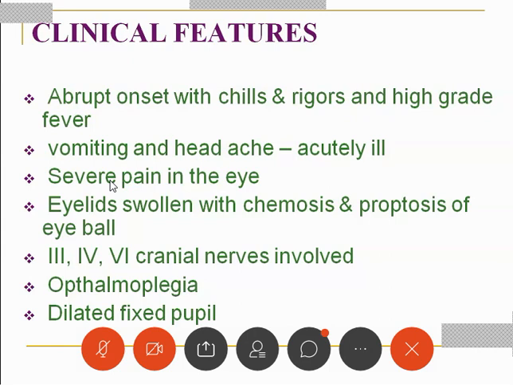So please go through the details of this symptomatology in your textbooks in a detailed manner, so that you will understand better how cavernous sinus thrombosis affects each individual cranial nerve, and how they finally lead to different symptomatology.